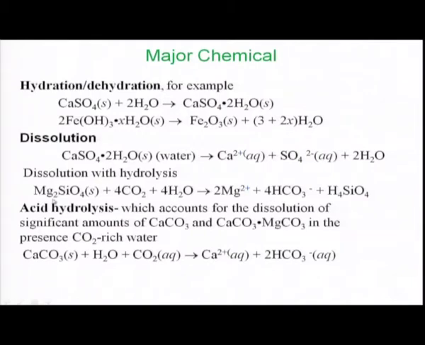If you consider a magnesium silicate molecule, especially in the presence of carbon dioxide, it dissolves and brings about the solubilization of the magnesium ion. That is, magnesium silicate is hydrolyzed and forms water soluble magnesium bicarbonate. Acid hydrolysis is another process which also contributes, and it accounts for the dissolution of significant amounts of especially calcium carbonate material and calcium carbonate magnesium material that is rich in water.